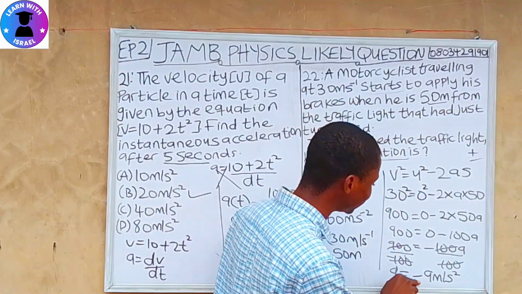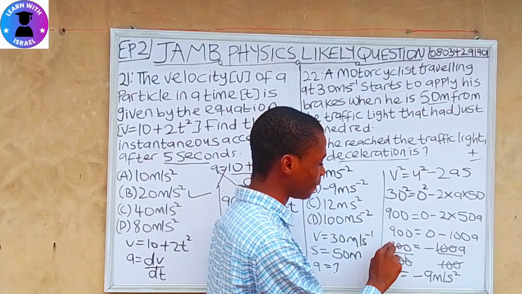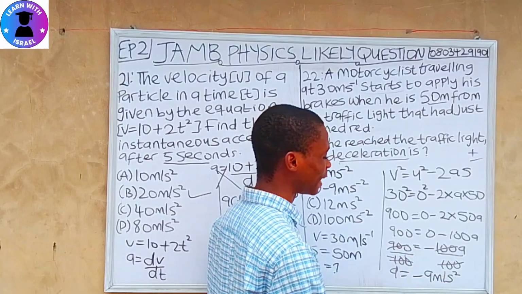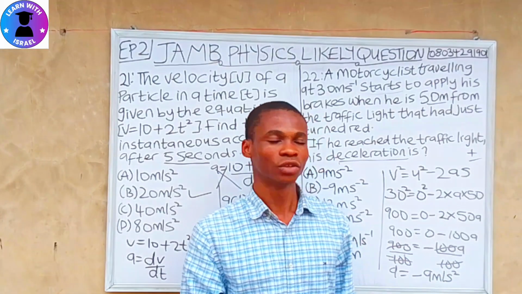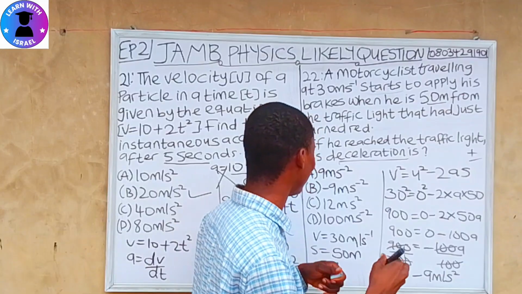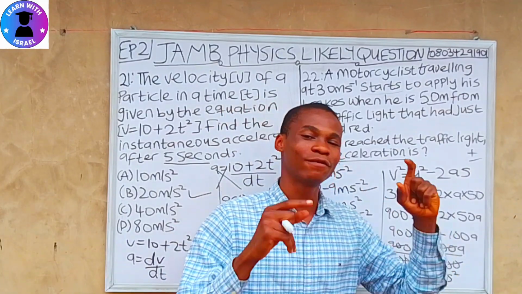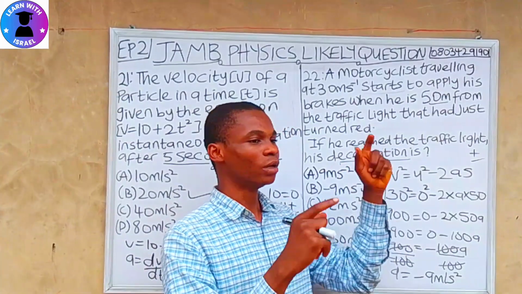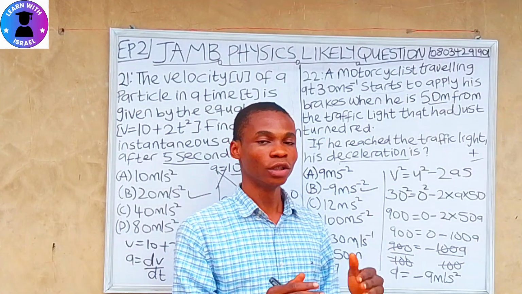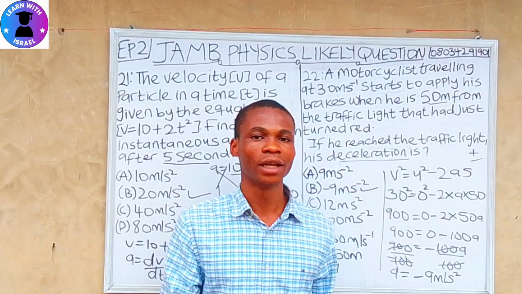And don't forget to put this sign, because 900 divided by minus 100 will leave us with minus 9 meter per second square. So let's check our option. Yeah, we can find it in option B, minus 9 meter per second square. And if you don't understand any of this question, make sure you rewatch it and make sure you understand it. So guys, let's move to the next one.